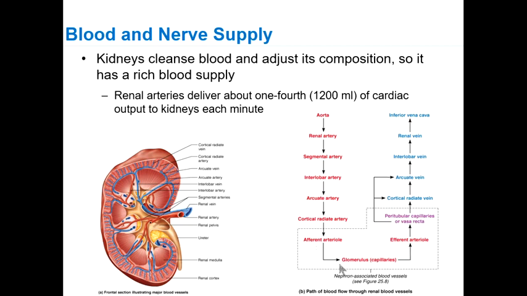But the important part here is that there are two capillary beds in the kidneys. We have a glomerulus, which is capillaries, and then we have a peritubular capillary bed. So we have peritubular capillaries or vasa recta. These are two different capillary beds, but it's one or the other, depending on where we are in the kidneys.